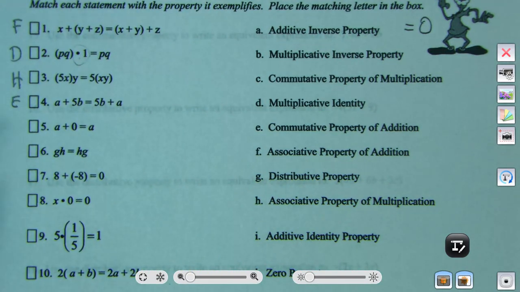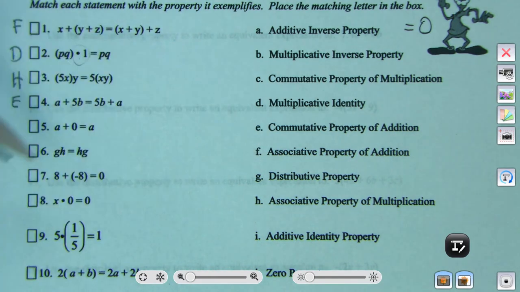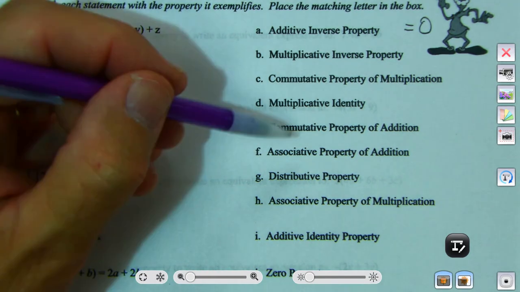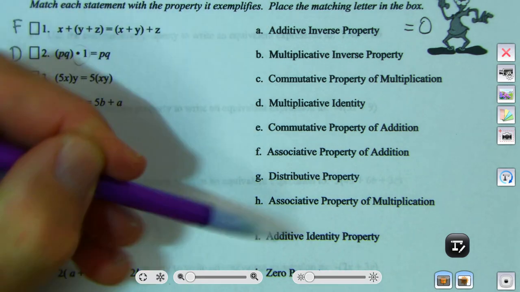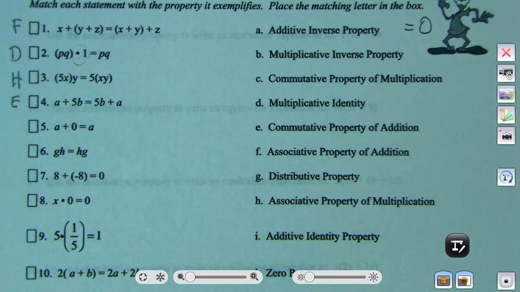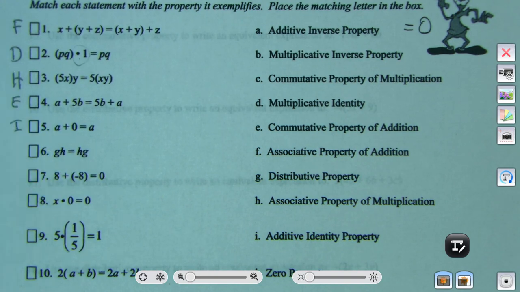So, Alejandro, you're next. Can you tell me, now I know it's not the associative property of addition because it included adding 0. I know it's not the commutative, so I'm down to additive inverse or additive identity. Which one do you think it is, sir? Identity. So it is the additive identity.